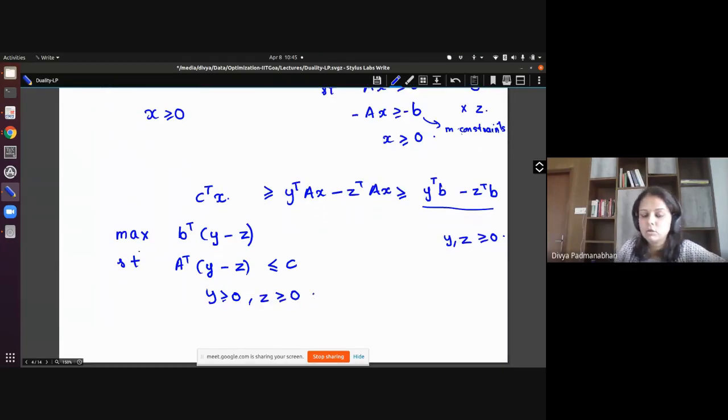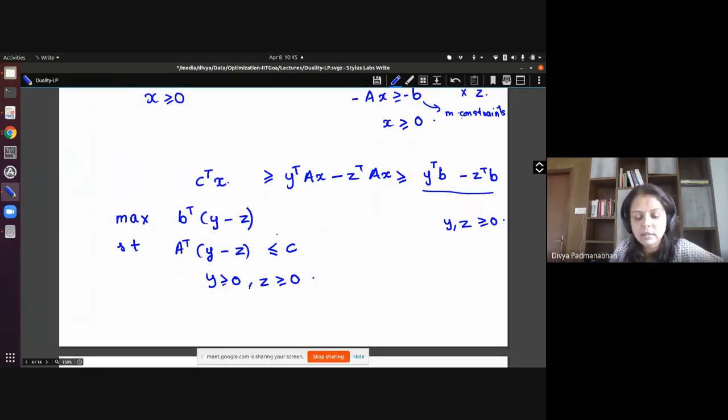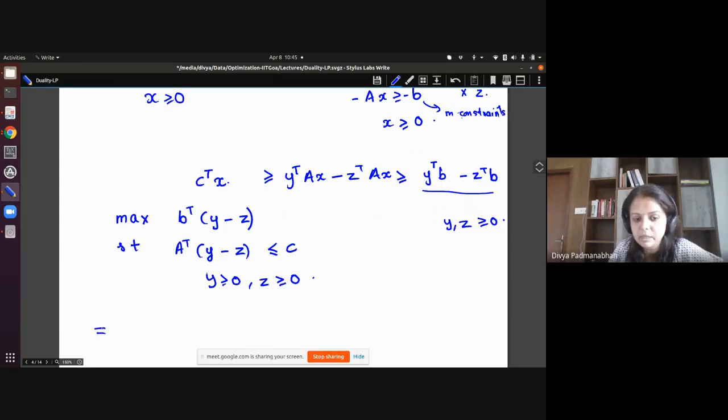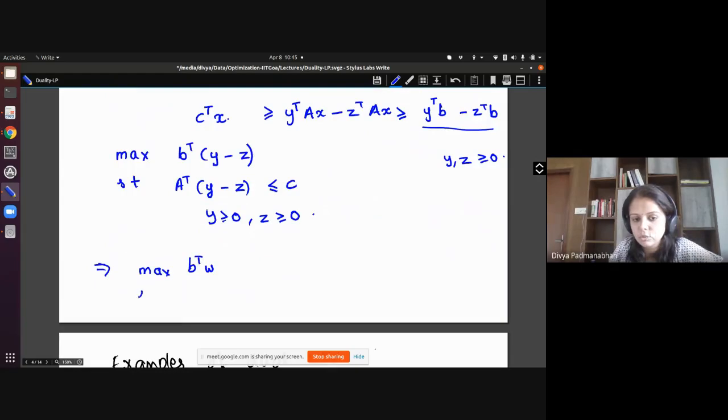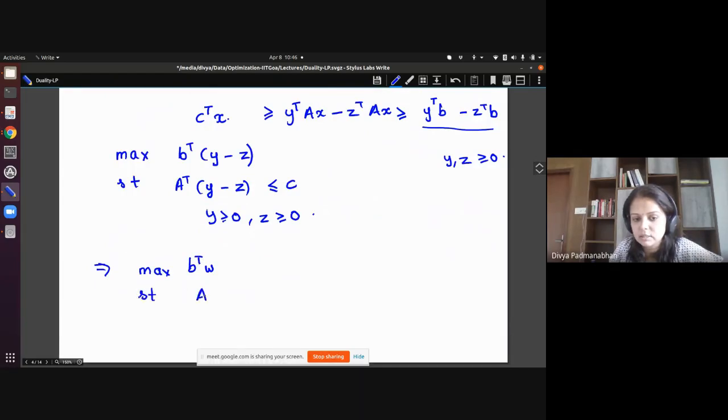Now when you do this, you can relate this to something you've seen earlier. So y and z are greater than or equal to 0. This is equivalent to replacing this y minus z with some variable w, where w is unrestricted. So this would become max b transpose w subject to A transpose w less than or equal to C.